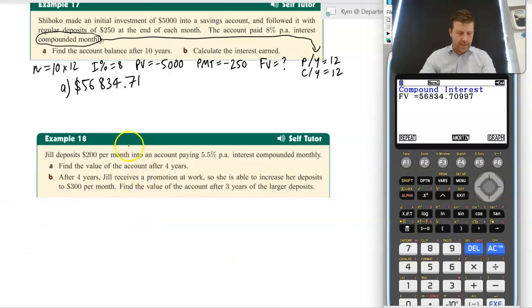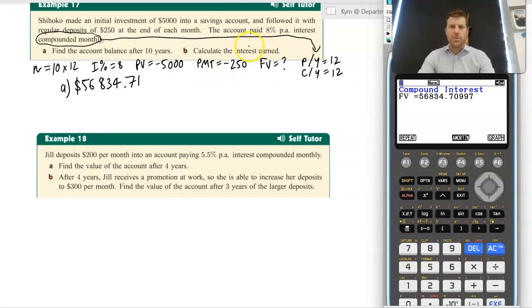We've calculated the balance at the end of 10 years. Then we also are asked to calculate the interest earned. Okay, so how much of that $56,834.71 is interest?